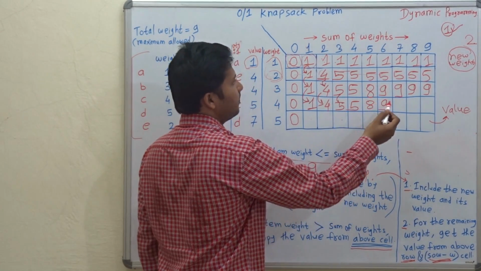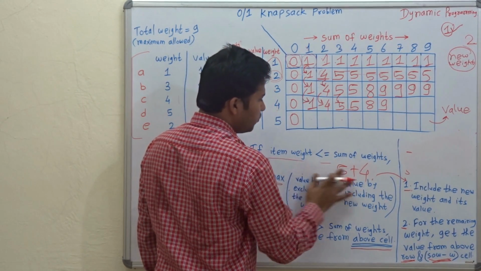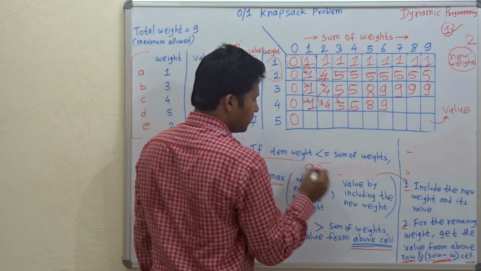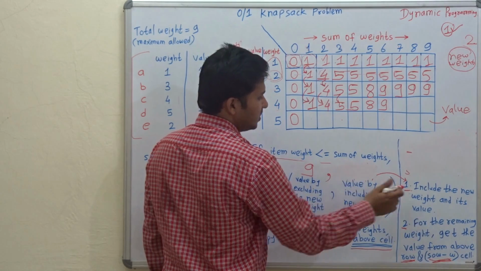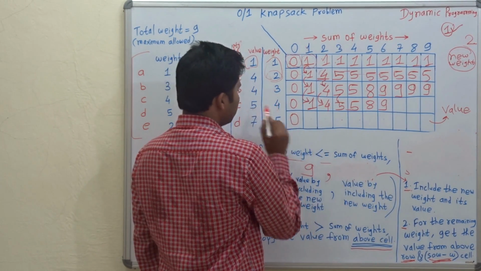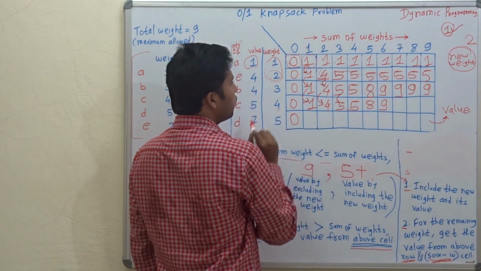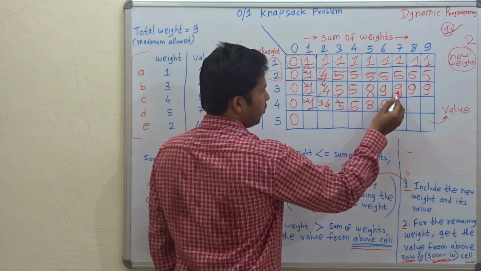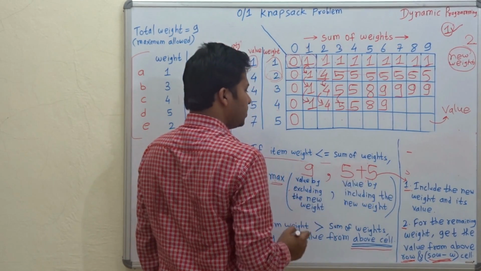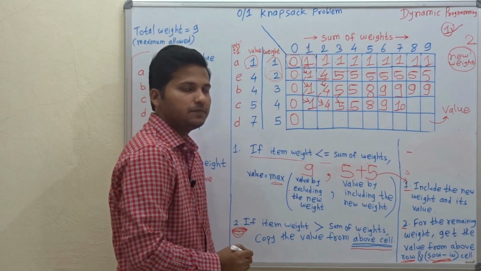For the next cell, for forming 7 by using weight 4, you have to use these two steps. The value from the above cell is 9, and now these two steps. First include the weight, that is 4, and the value is 5, and 7 minus 4 is 3. In the above row go to the third cell, that is 5, and add 5 here. 5 plus 5 is 10, and the max is 10. So I will write 10 here.